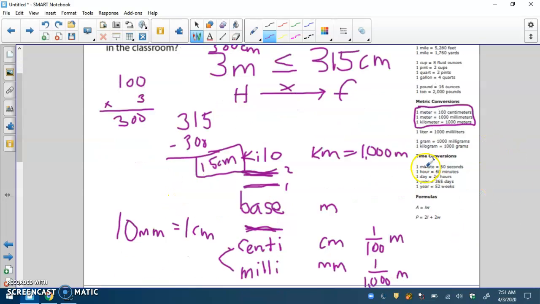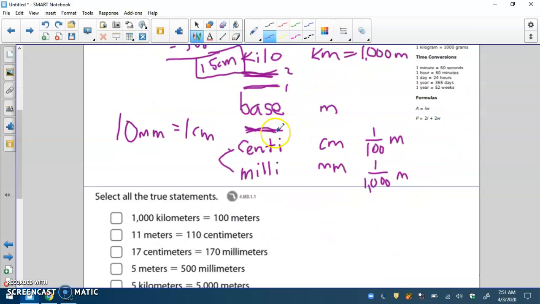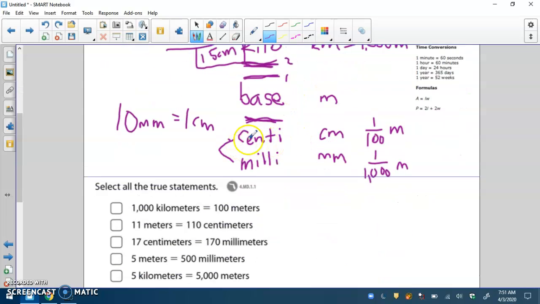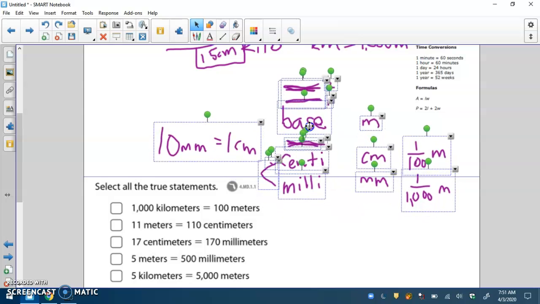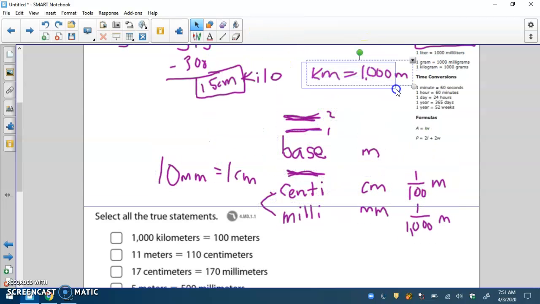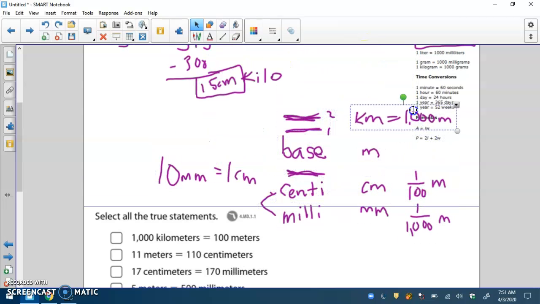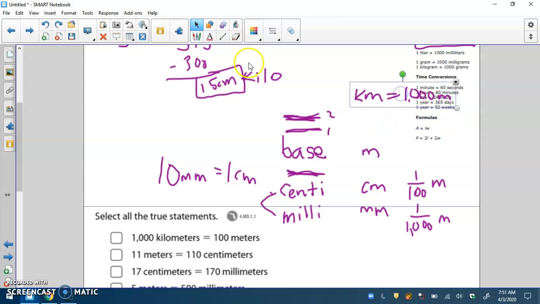It's where the reference sheet is really going to help us out, or this chart. So I'm going to leave this chart up here for the next one because it's going to be really helpful. Bring this down a little bit just so we have some work to show. Kilometer right here, kilo right here.